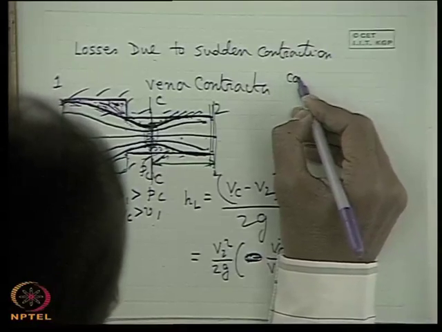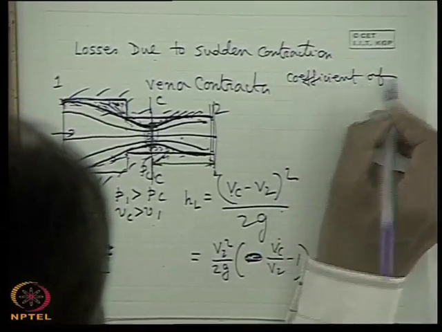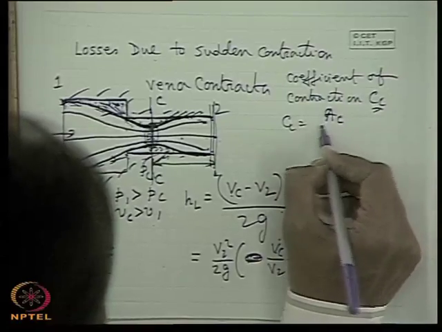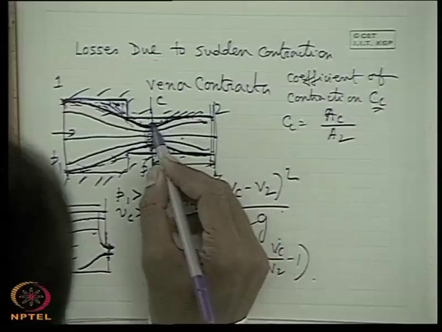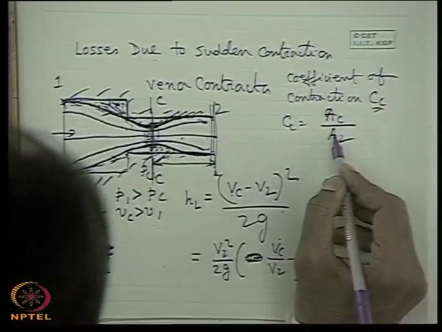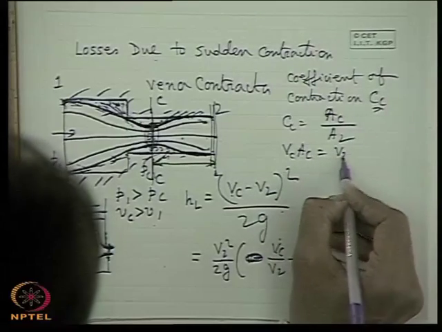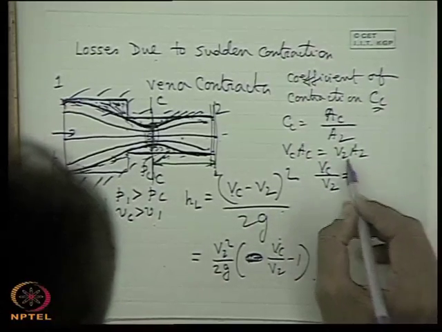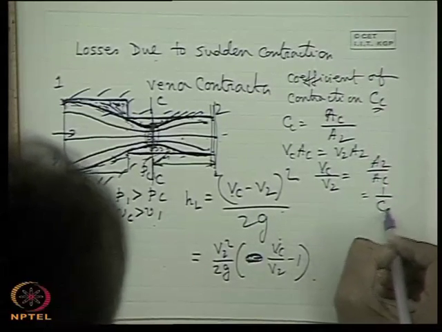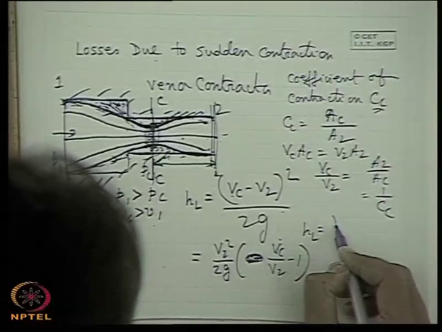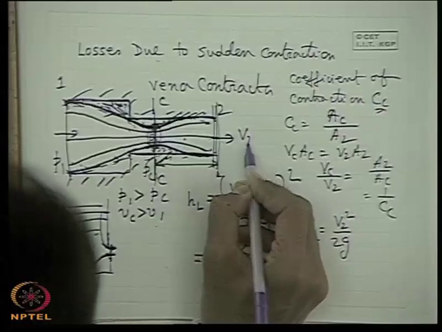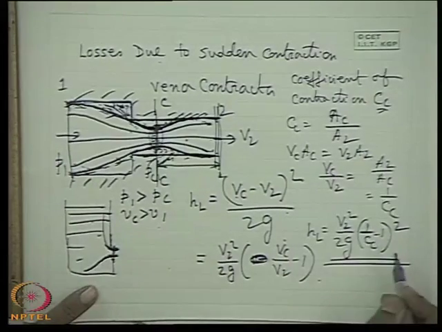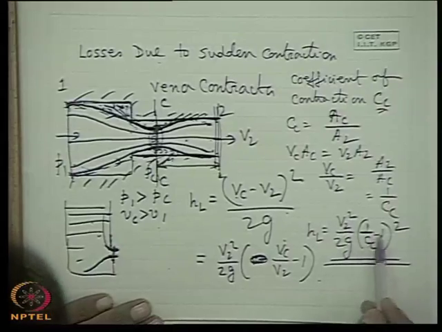Now, a coefficient of contraction is defined. The coefficient of contraction CC is the area ratio AC, the vena contracta, divided by A2, this pipe. That means how much it is reduced from the geometrical area of the pipe. From continuity, we can write VC into AC is equal to V2 into A2, because the same flow rate should be accommodated through the tube. So VC by V2 is A2 by AC, that means 1 by CC. One can therefore write HL as V2 square by 2g, where V2 is the final velocity in this small tube, into (1 by CC minus 1) whole square. If the coefficient of contraction is given, then we can find out HL.